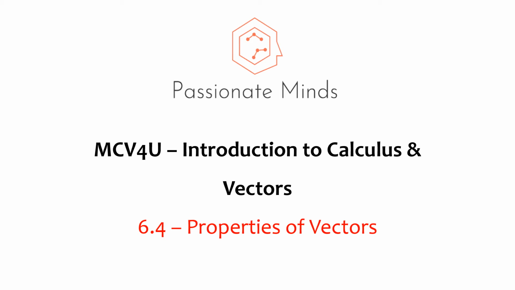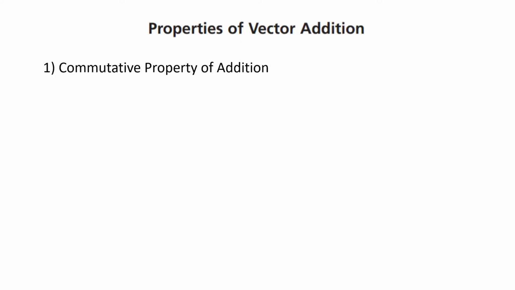In this section, we will go over specific rules when dealing with vectors and their computations. Rule number 1, commutative property of addition. It just states that the order of adding the numbers does not impact the result.